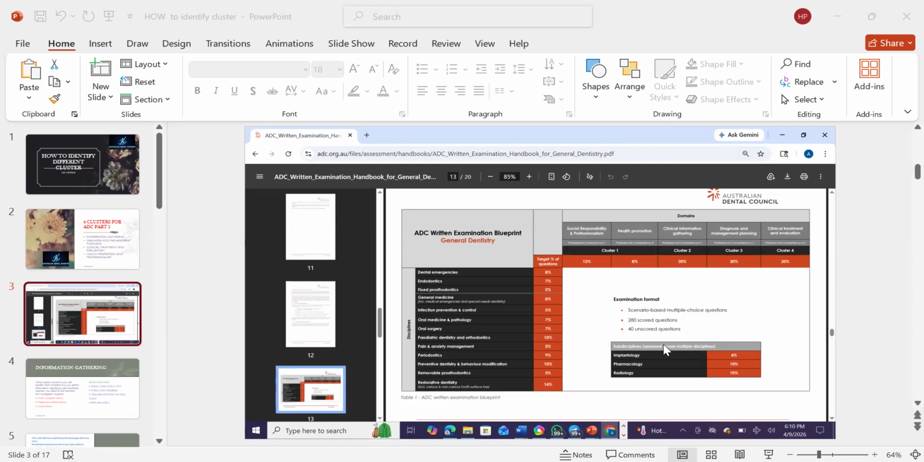Yes. So this is really very much important to know which particular question belongs to which cluster, and why that is important, because there are different percentages given for the different clusters. If you see, information gathering and diagnosis and management planning have 30 percent. So the maximum has been given to these 2 clusters. Clinical treatment and evaluation is given 20 percent, and health promotion and professionalism combined together is given 20 percent.